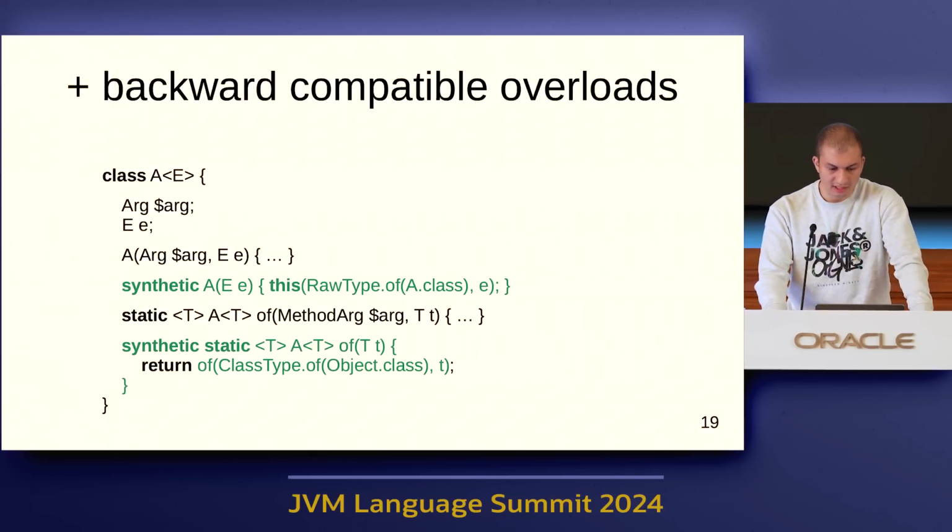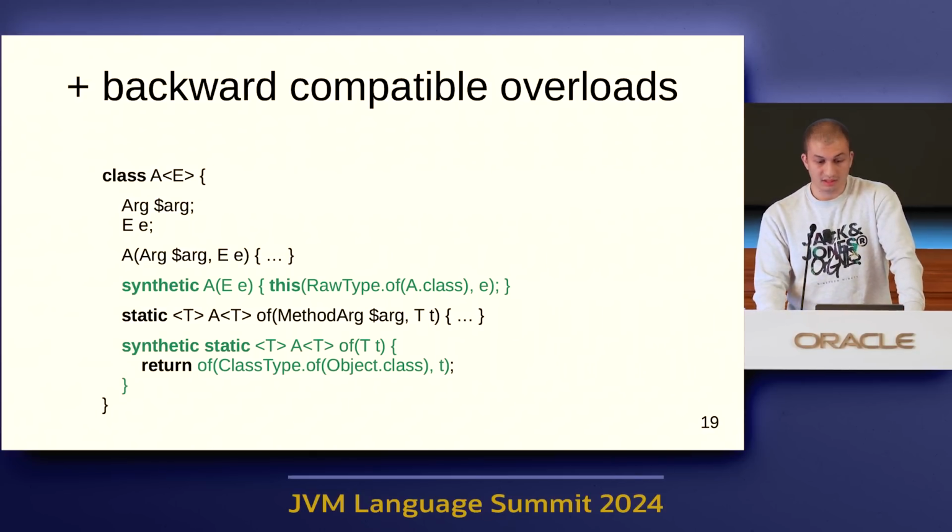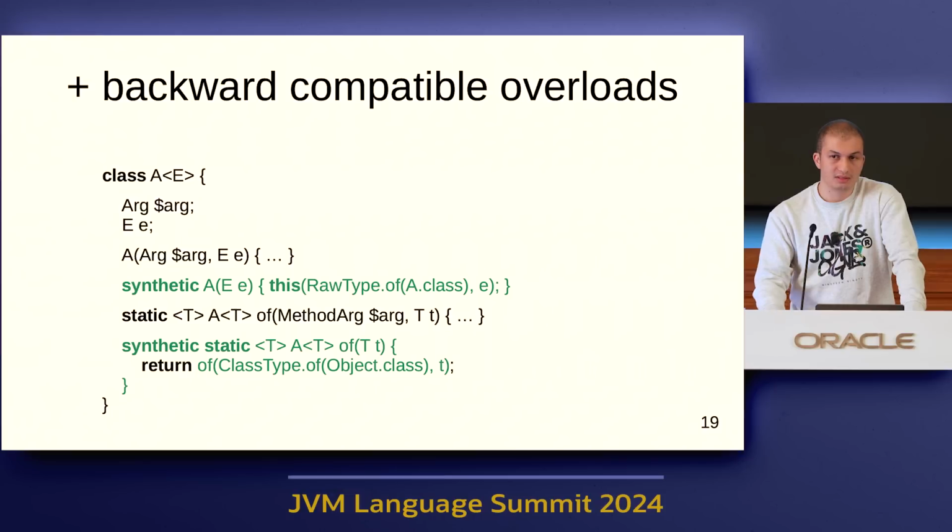So for the first part, as I said, in addition to all the previous modifications, the prototype will generate some synthetic backward compatibility methods. For the constructor, it will simply call the new constructor using a default argument. Here in our case, it will instantiate an A of row type A. And for the off method, it will call the new off method with T being of type Object.